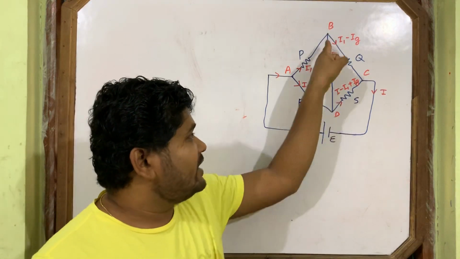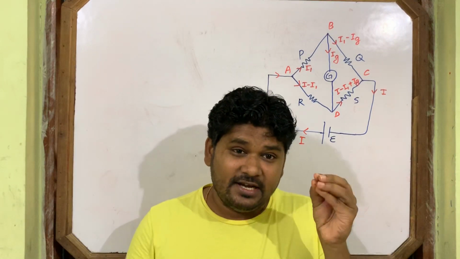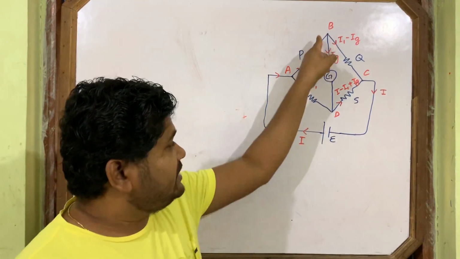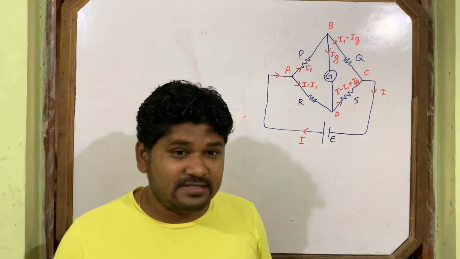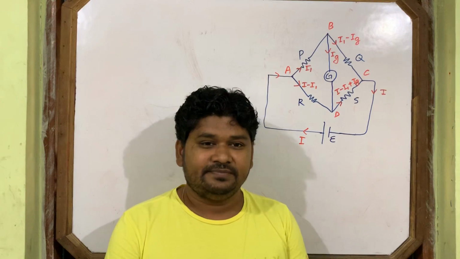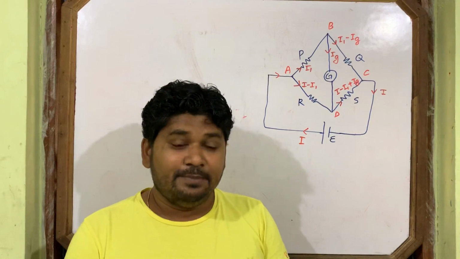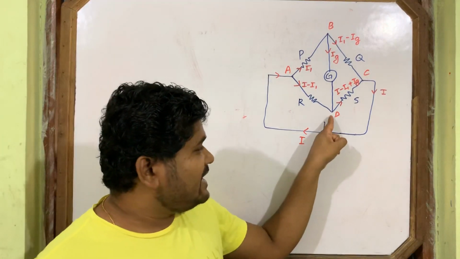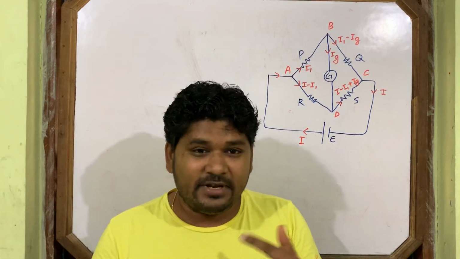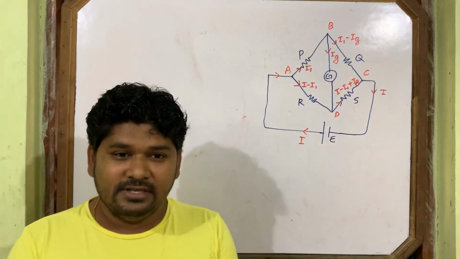B to D I got the current means B is at higher potential. This is the important concept of this Wheatstone bridge, the main concept of the Wheatstone bridge. Try to understand: B to D I got the current. That means I am taking B at higher potential and D at lower potential. If you are telling me to take the current from D to B, it means you want to say D is at higher potential and B is at lower potential.